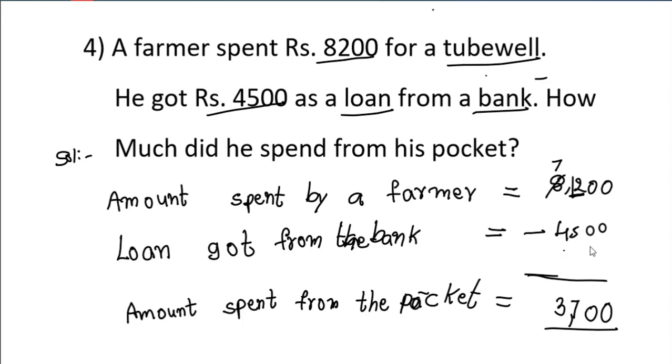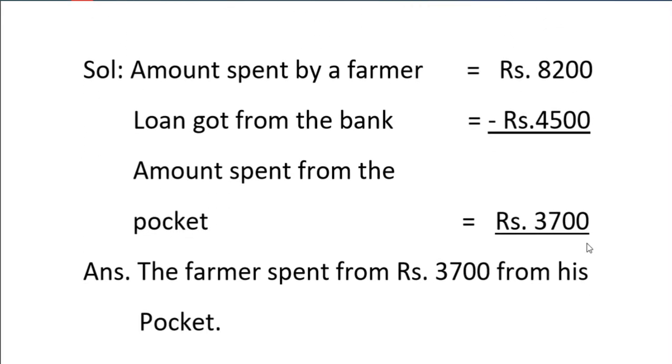Okay children, copy the solution. So amount spent by a farmer, 8,200 rupees. Loan got from the bank is 4,500. So amount spent from the farmer's pocket is 3,700 rupees.